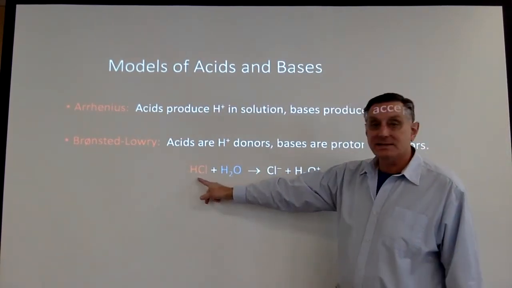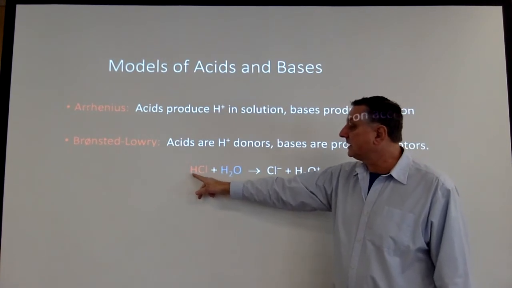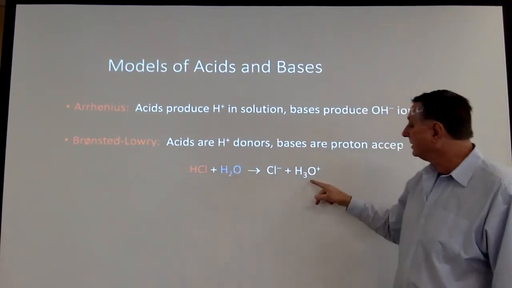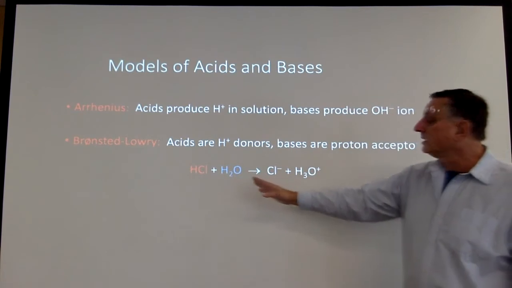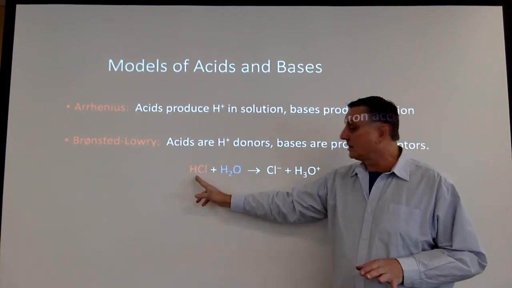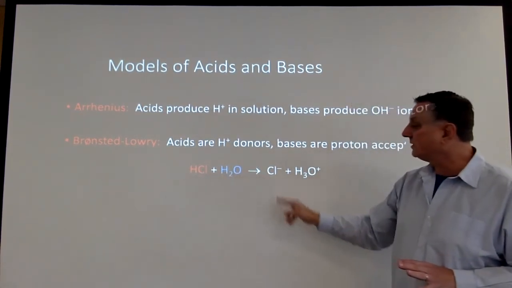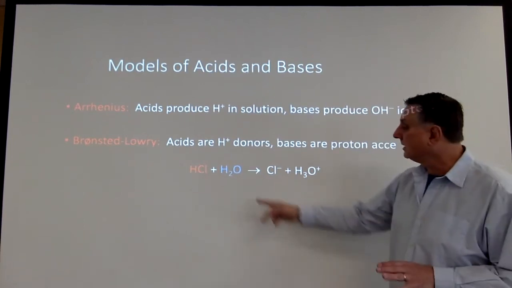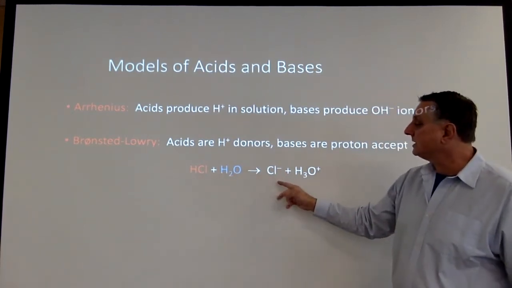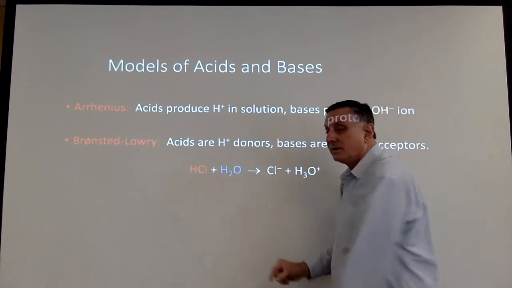So here HCl is the acid because it gives an H plus to water, giving us this. What you do is you look at the compound on the left containing chlorine and the thing on the right containing chlorine, HCl, Cl minus. The difference between these two things is an H plus.